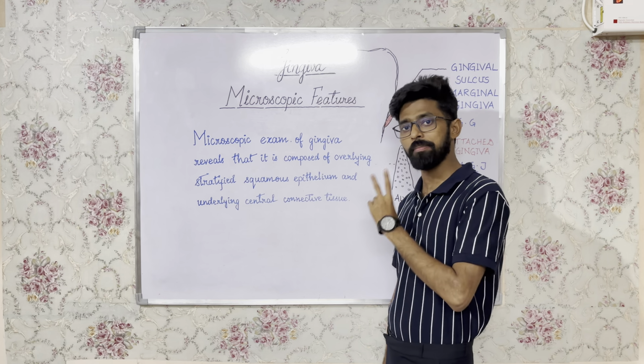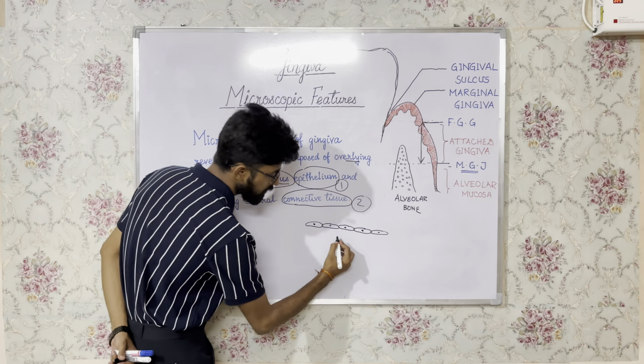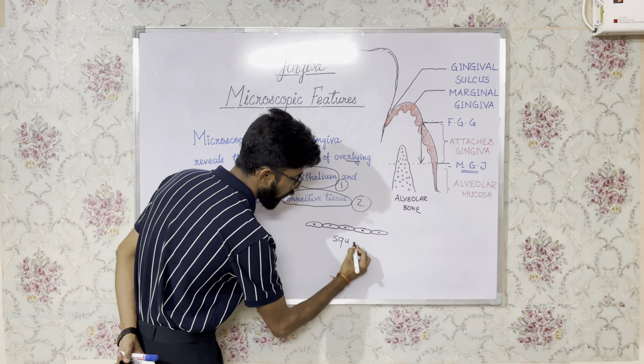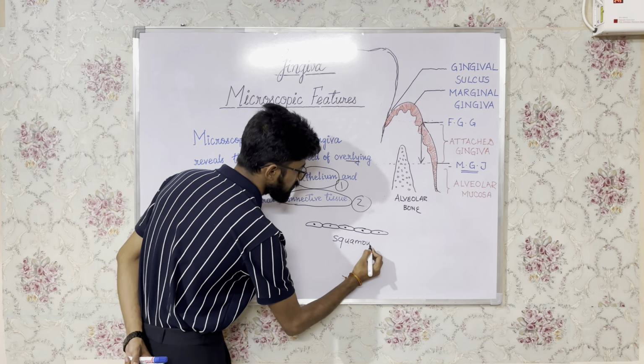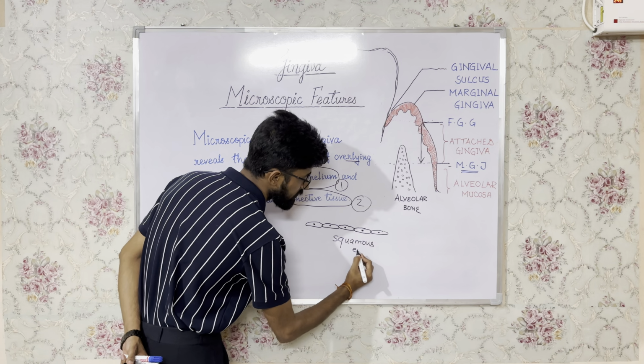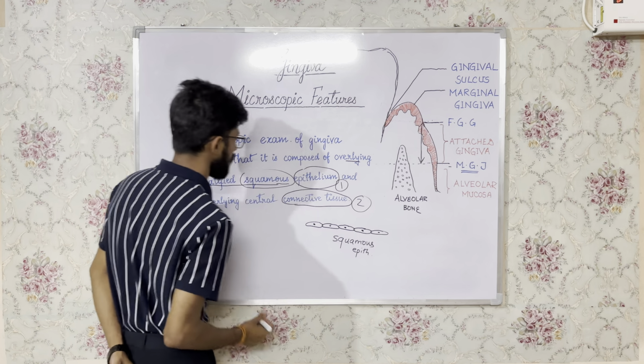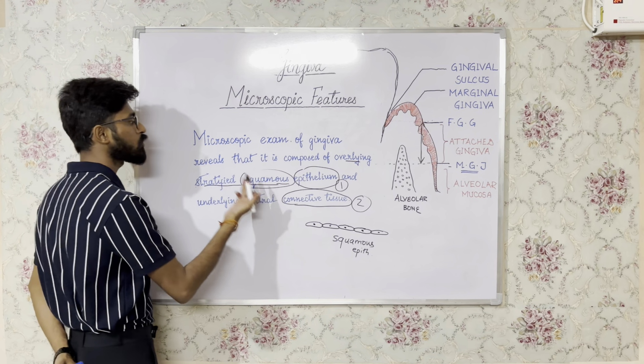So squamous epithelium means the epithelium whose surface layer is composed of flat cells, okay? Flattened cells. This is what is called squamous epithelium, meaning composed of squamous cells. Now what is this stratified squamous epithelium? What does this stratified mean?